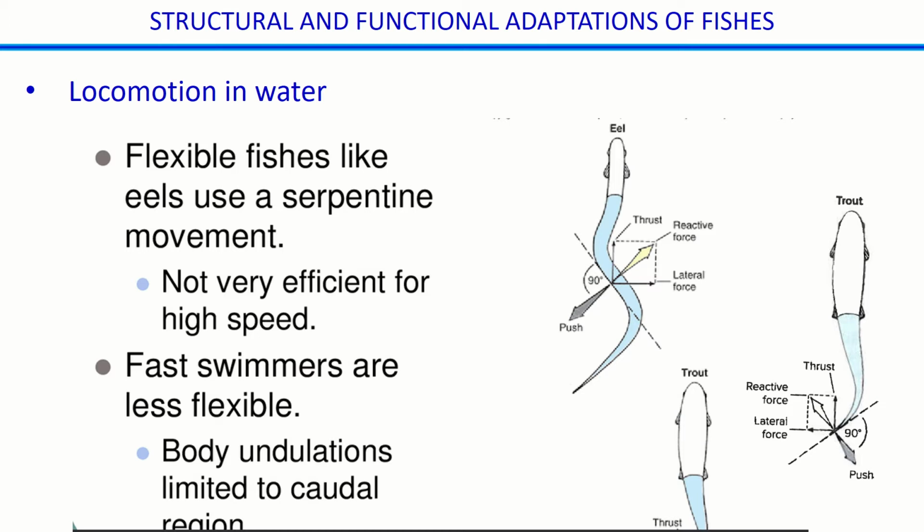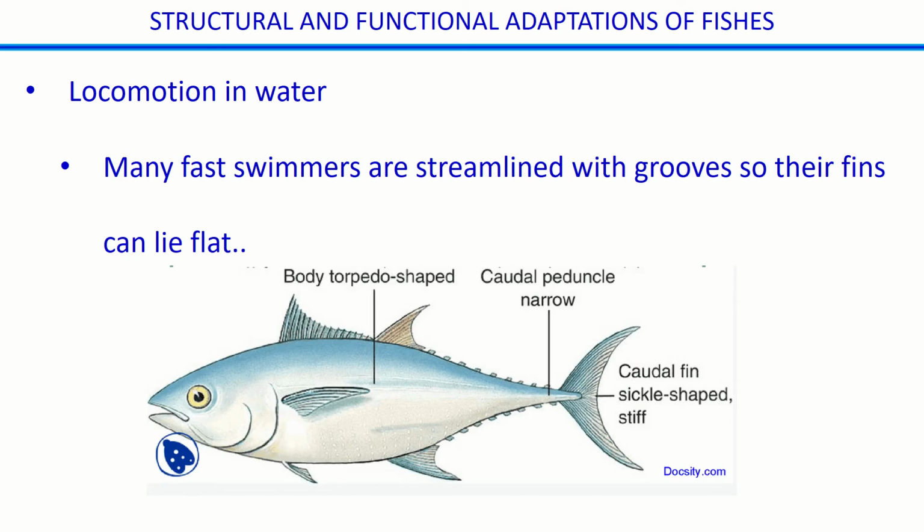Fast swimmers are less flexible. Bony undulations are limited to the caudal region. Okay, this is just an example of the trouts and how the trout swim. Many fast swimmers are streamlined with grooves, so their fins can lie flat in the water. You can see that they can lie flat and they can keep themselves in position.